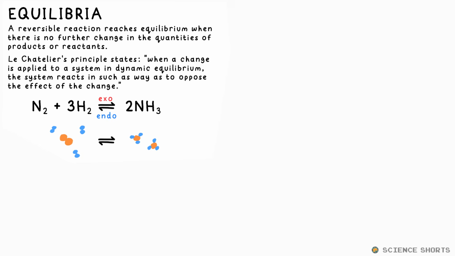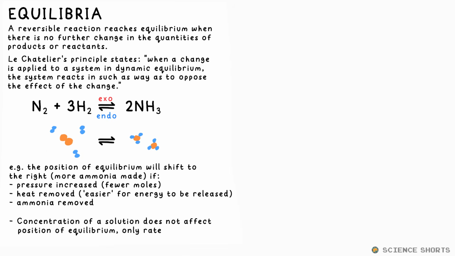In essence, that means if you change something that makes it easier for the forward reaction to happen, its rate will increase, more product will be made, then equilibrium will be reached once more. We say that the position of equilibrium has been shifted to the right. One obvious way of doing this is to remove the product once made, making it easier for more to be made. Obviously, the opposite is true if you remove reactants instead.